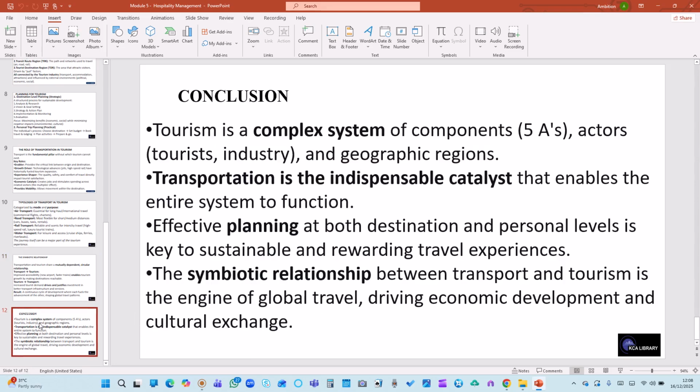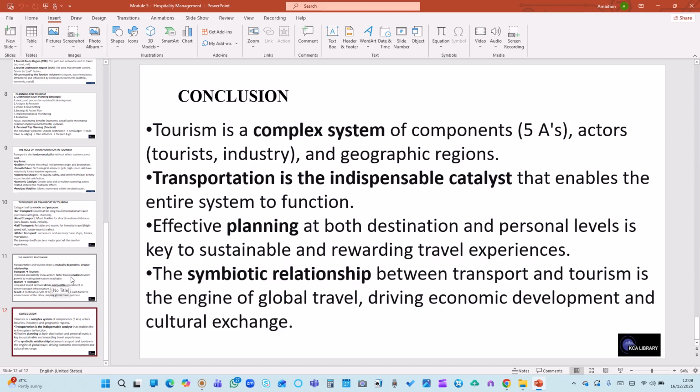In conclusion, tourism is a complex system of components, the 5 A's. That's the actors. Just like we mentioned, the attraction, the accommodation, amenities, and all that facilitate tourism and geographical region. So tourism is a complex system of components, which is the 5 A's. Transportation is the indispensable catalyst that enables the entire system of tourism to function.